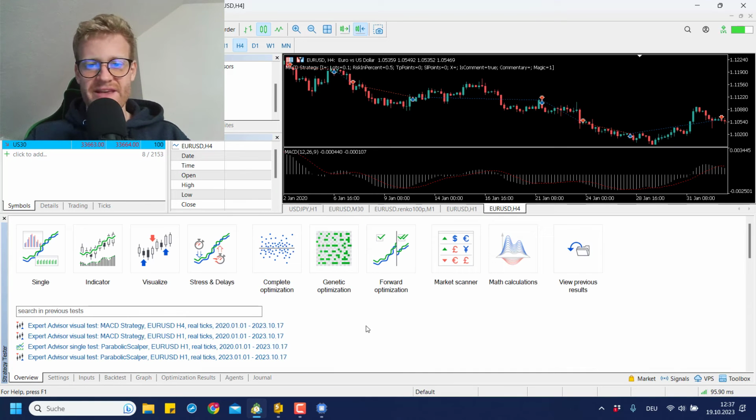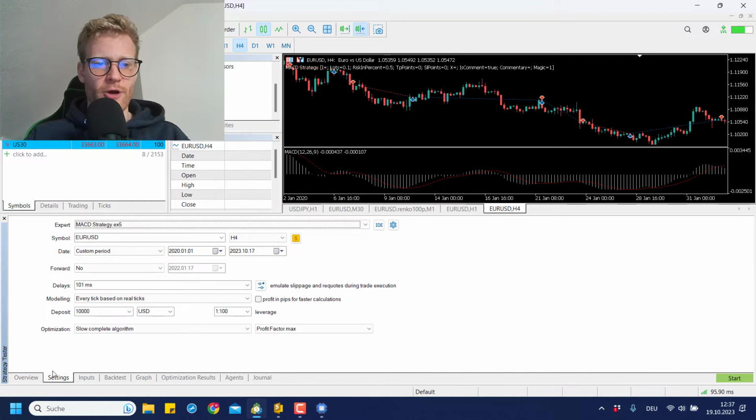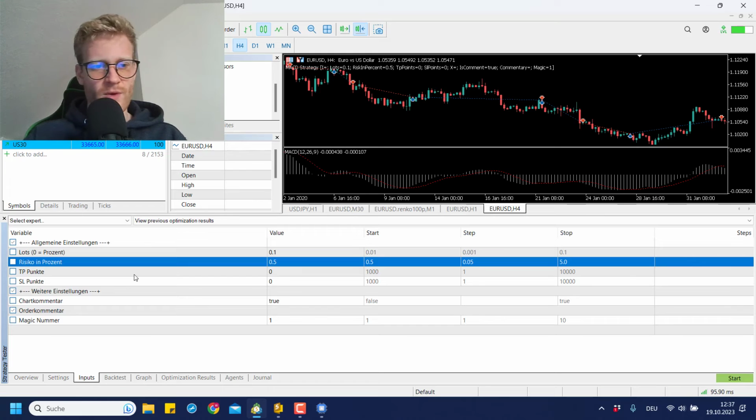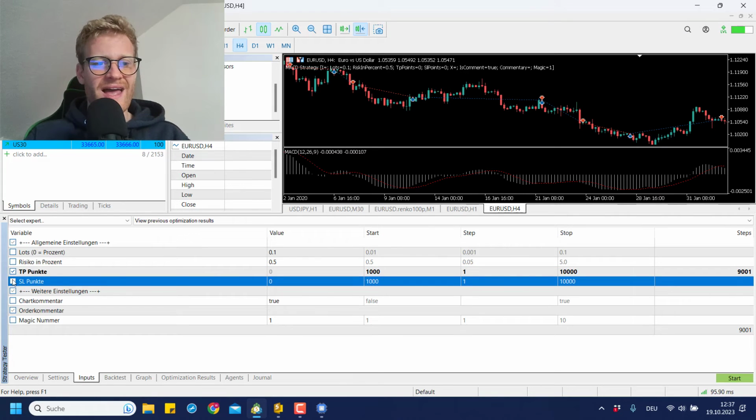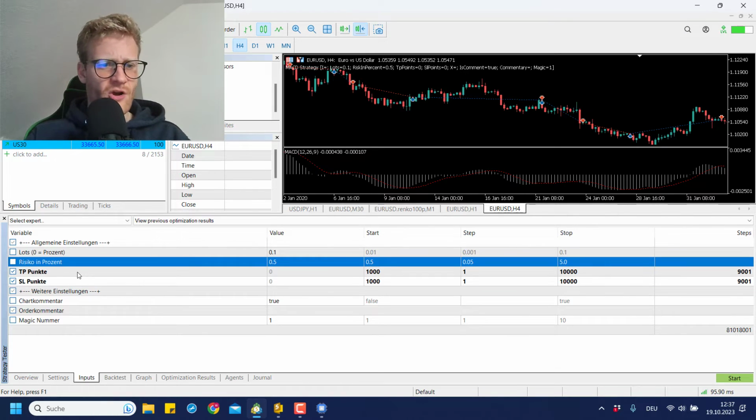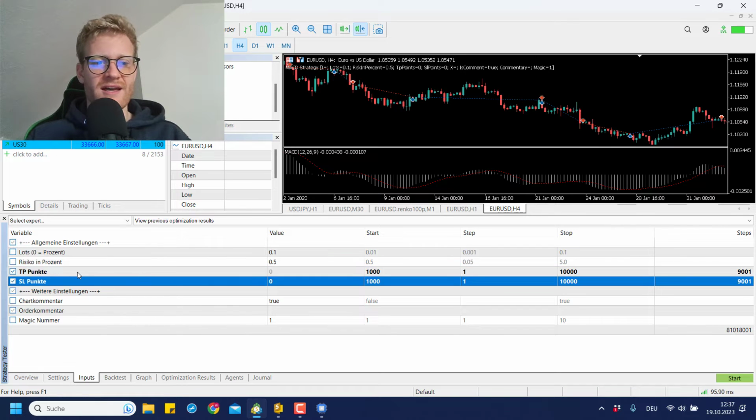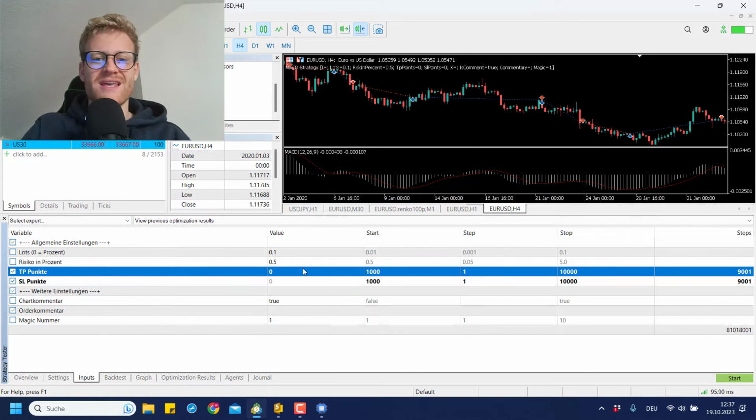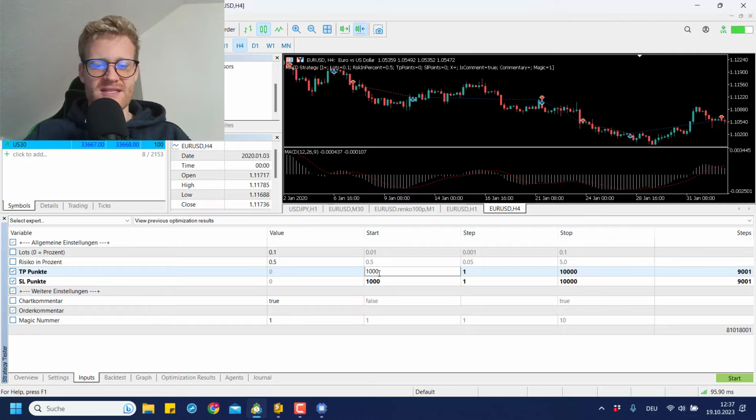So there's one last thing that I want to do here, and that is an optimization, because so far we didn't even have a look at the TP and the SL. Oh, this is in German, but it just means take profit points and stop loss points. So we will start to optimize this, and we can start with a really small input here for the TP points and the SL points, and then we want to go up maybe to a maximum of, or I don't know if this even makes sense.